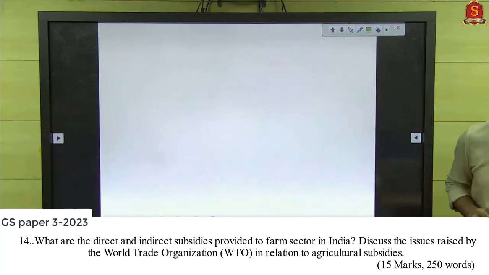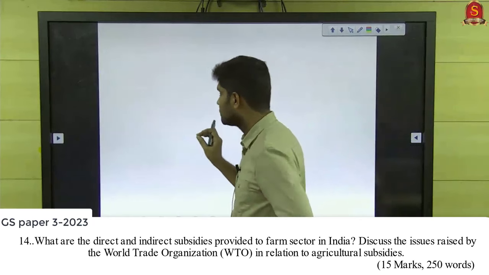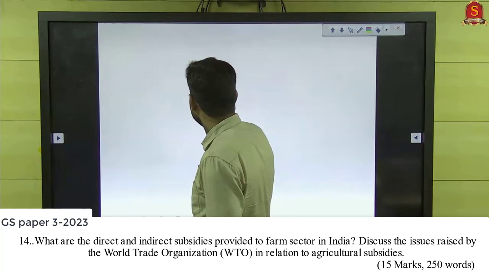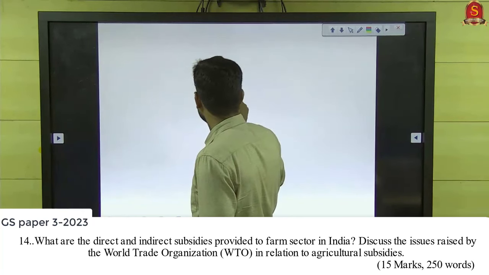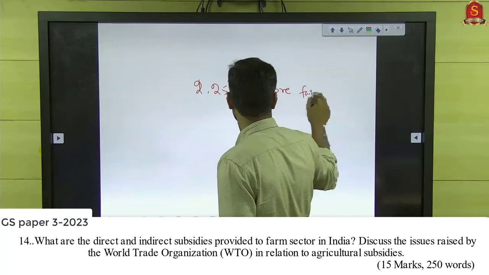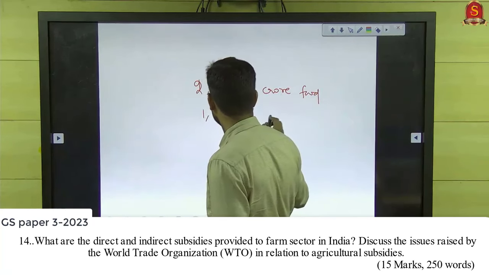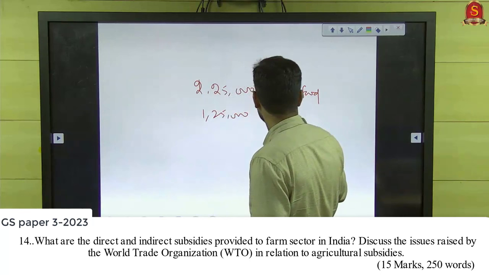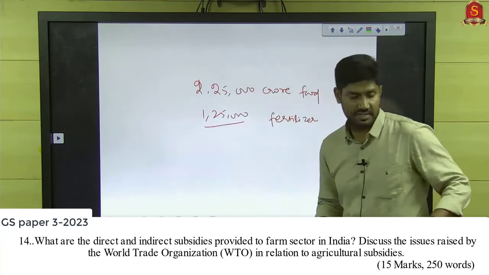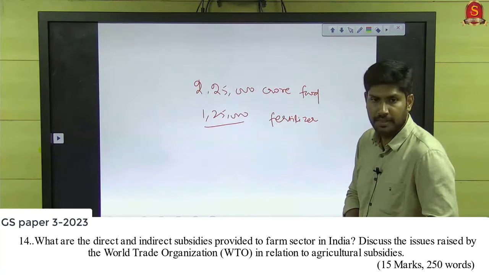What are the issues raised by the WTO in case of Indian subsidies? Before that, we can give some value addition in the introduction itself. The government spent nearly 2 lakh crore last year. They allocated 2,25,000 crore for the food subsidy alone. And the government is spending more than 1 lakh crore for the fertilizer subsidy. So this is a major burden; in case of subsidies, the government is facing severe burden on the government exchequer, right?